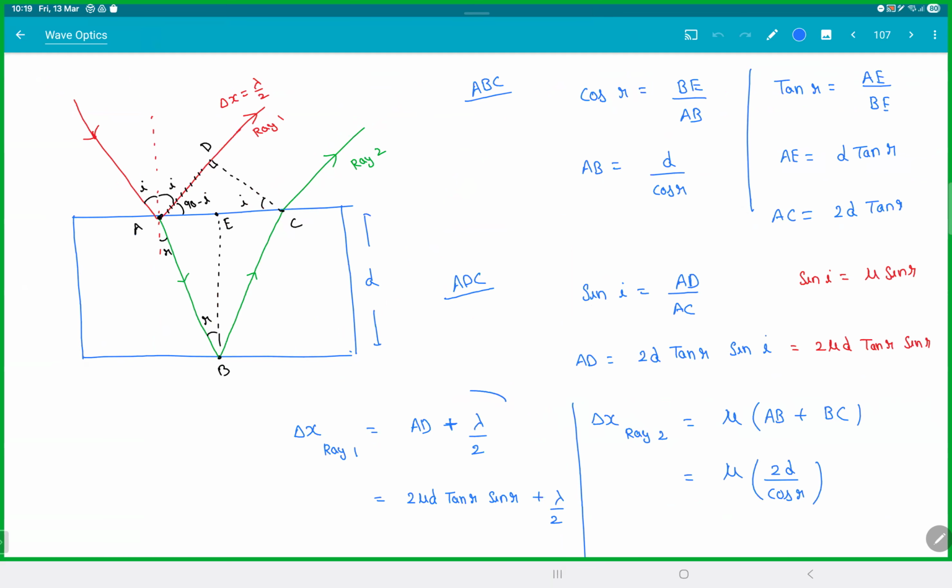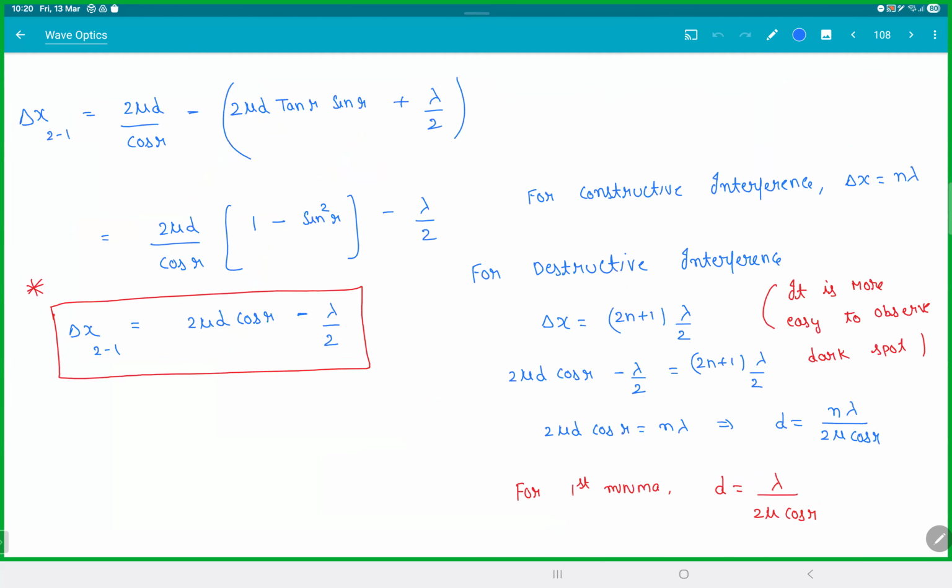So the light ray will travel AD plus lambda by 2, and this light ray will travel mu into AB plus BC. Solve them, then we simplified this. We got a big expression like this. So this is the path difference, 2 mu D cos R minus lambda by 2. Constructive interference, destructive interference. We prefer to study destructive interference because it is easy to see.